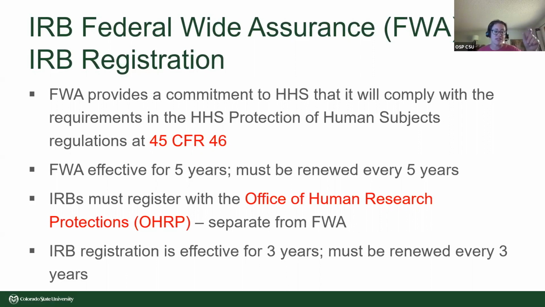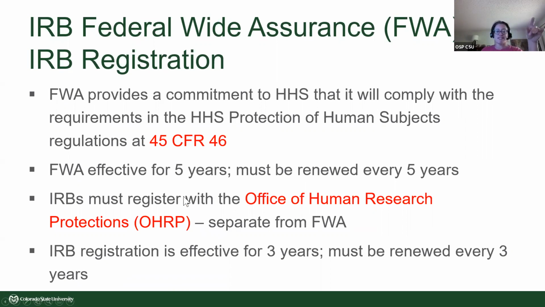So that's often confused by investigators where they'll try to put their protocol number in or their approval numbers. That's not what we're looking for here. We're looking for that institutional registration number. Again, it's effective for 5 years and it has to be renewed every 5 years. And so you'll have somebody at your institution that's responsible for doing that.